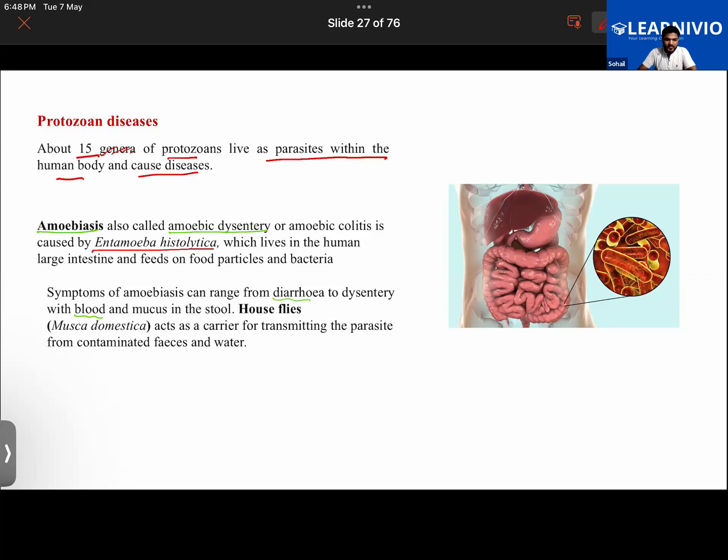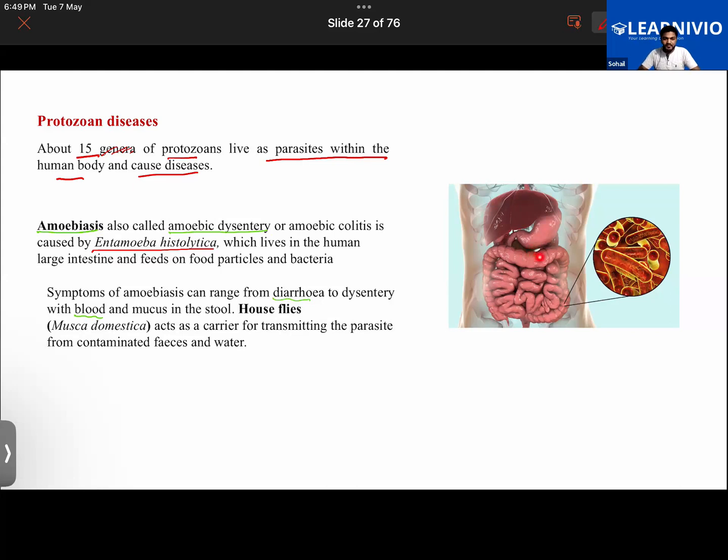Yeah, sure. As I told you, the name of the protozoa is Entamoeba histolytica. This is known to cause a disease called amoebiasis, or another name of this disease is amoebic dysentery. How did this protozoa end up in our large intestine? It will end up in our large intestine if we eat contaminated food or drink contaminated water. So by that, it will get into your large intestine.